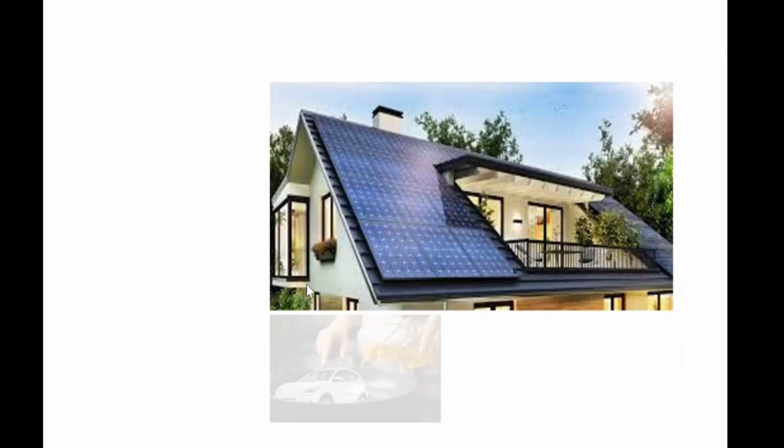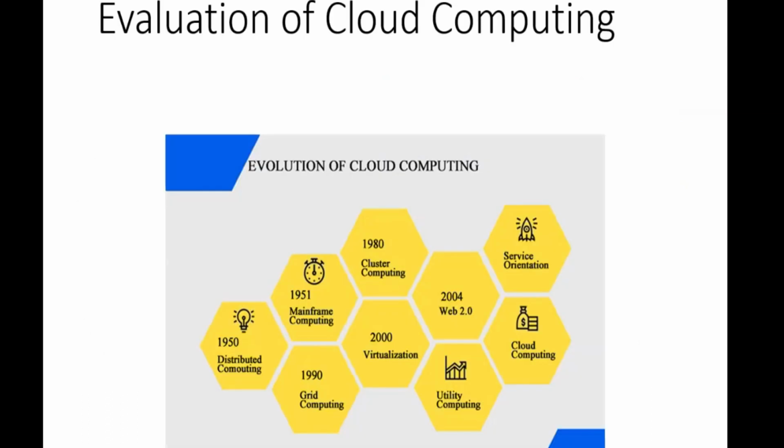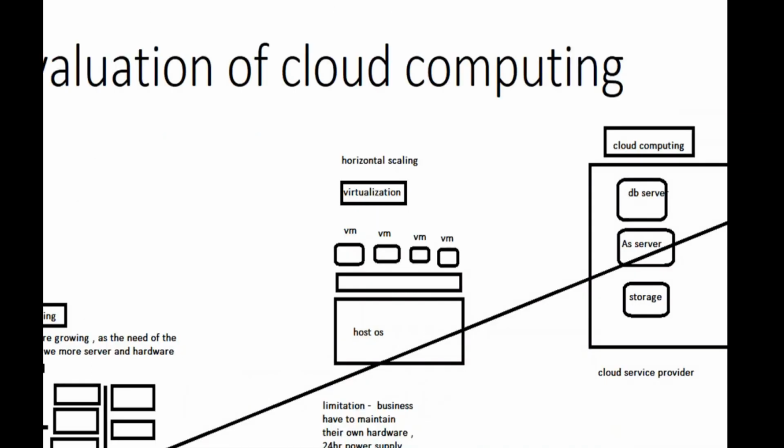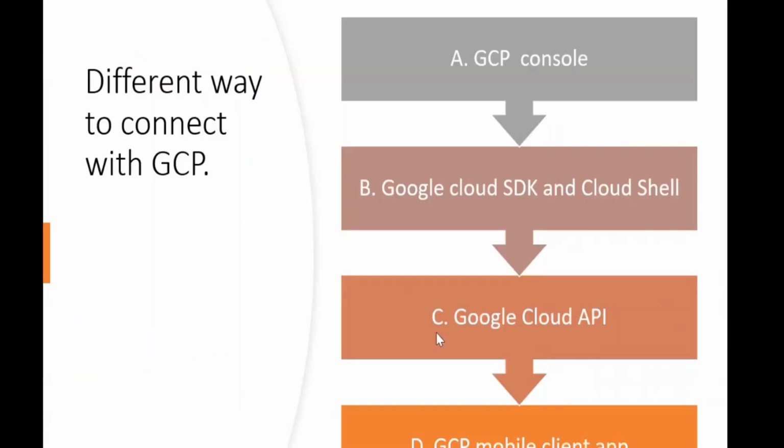In Cloud Fundamentals, we first talked about what it means by cloud computing. Then we talked about the evolution of cloud computing, and here we talked about how we are moving from vertical scaling to horizontal scaling. From horizontal scaling, we came to cloud computing, right? And then we moved our discussions to 4 different approaches that we can use to connect with GCP.